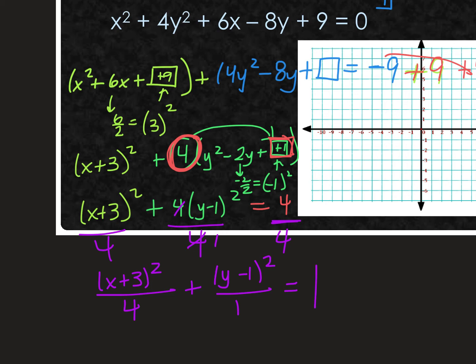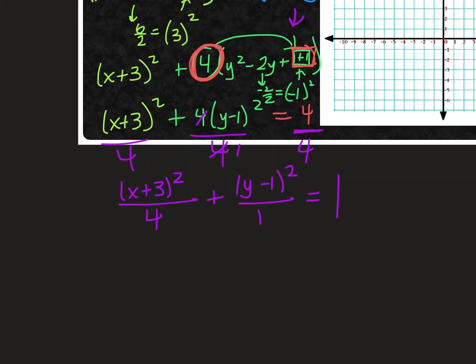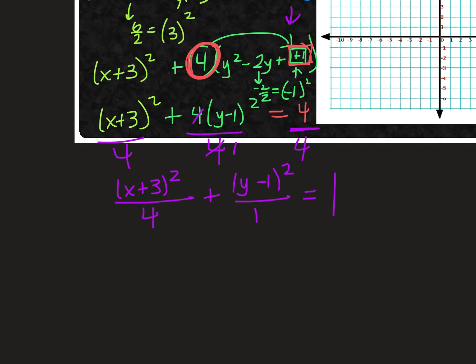First of all, vertical or horizontal? Why? Yep, because the 4 is with the x. It's the bigger number. Good. So tell me, are you asking me a question? Yeah. What's up? How to determine if it's vertical or horizontal? Look at the denominator. Which denominator is bigger, 4 or 1? 4. What letter is with the 4? What axis is x, horizontal or vertical? That's how. That's good though.